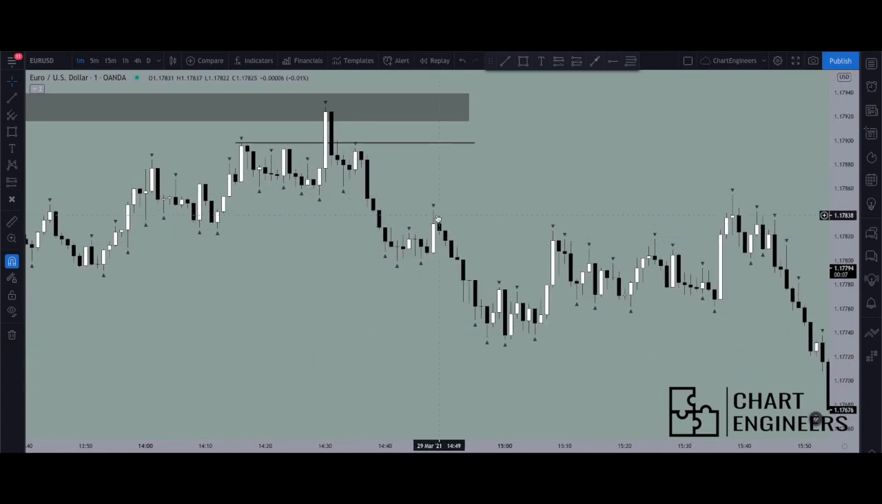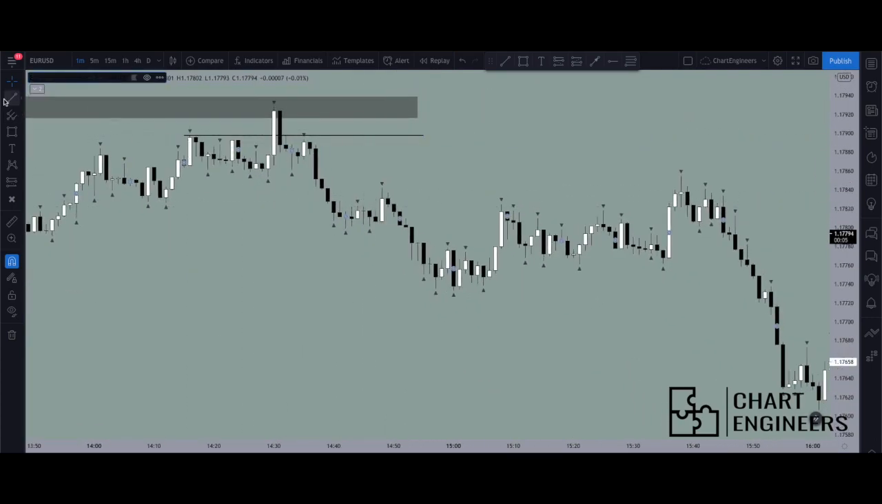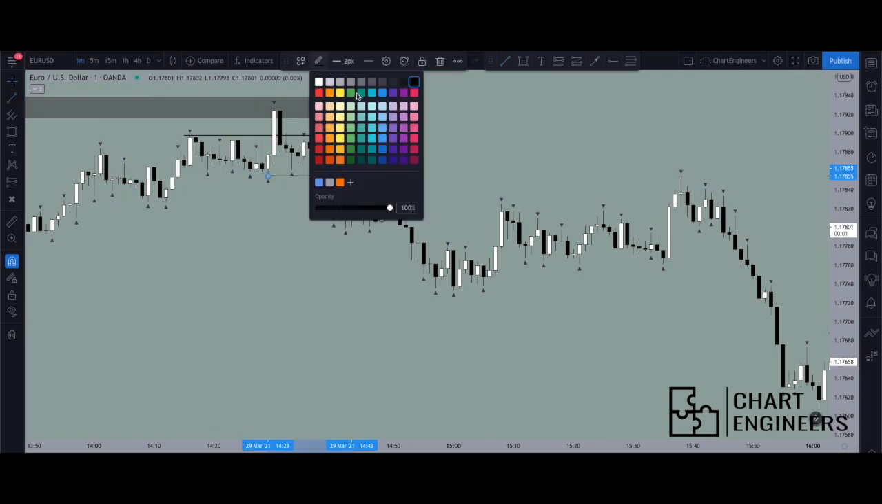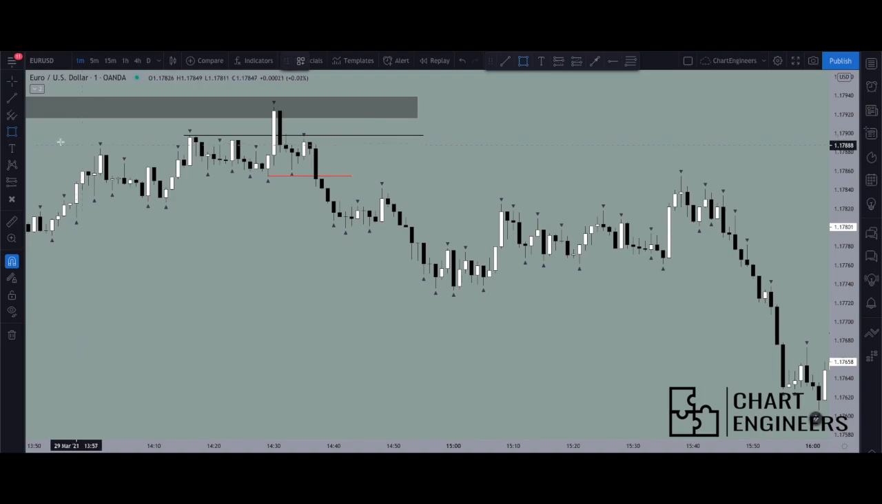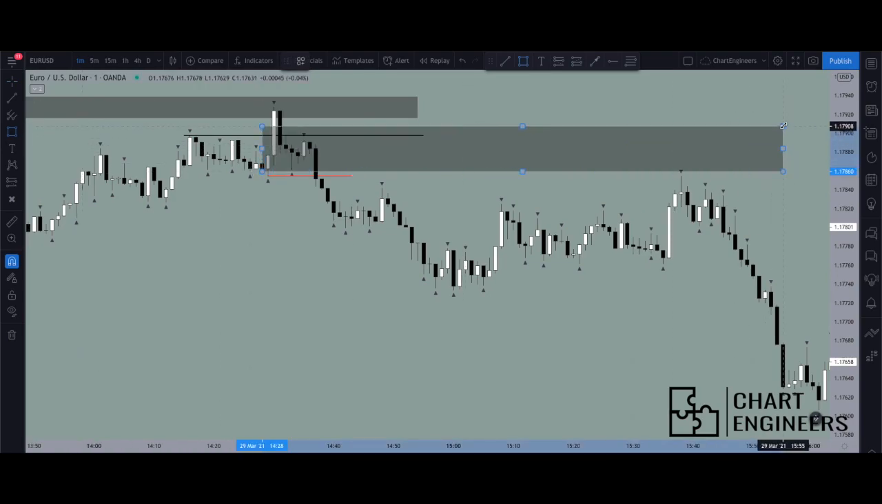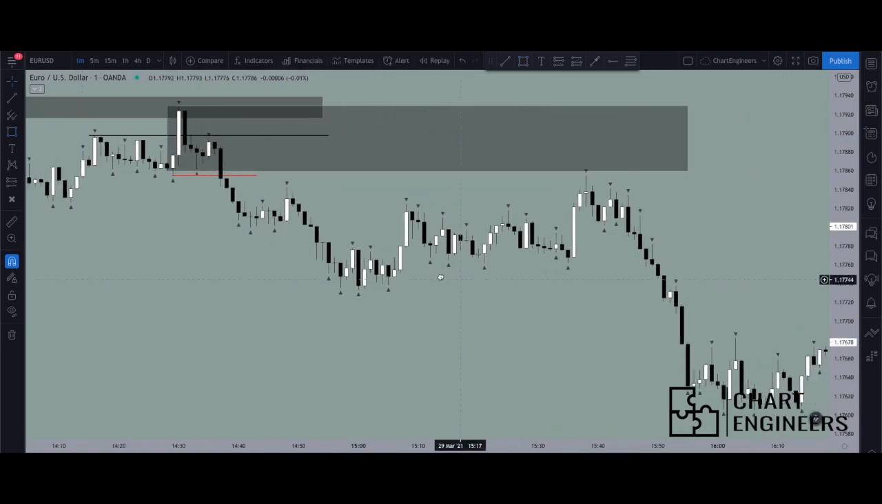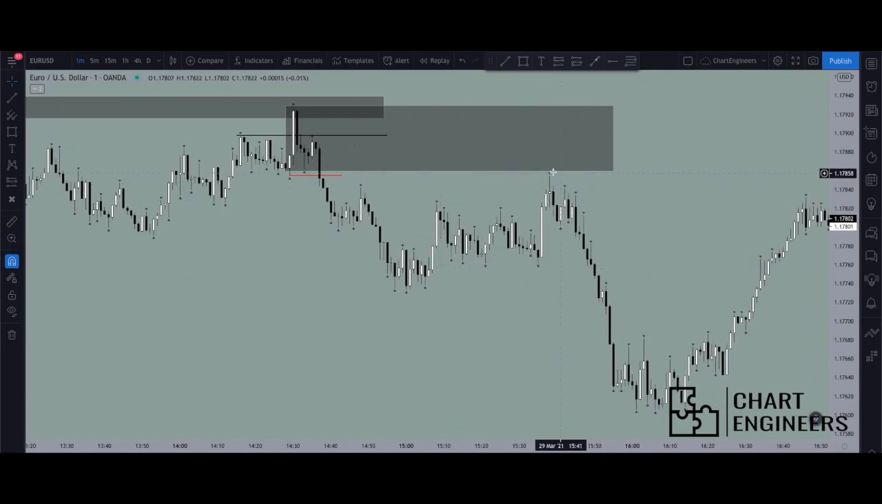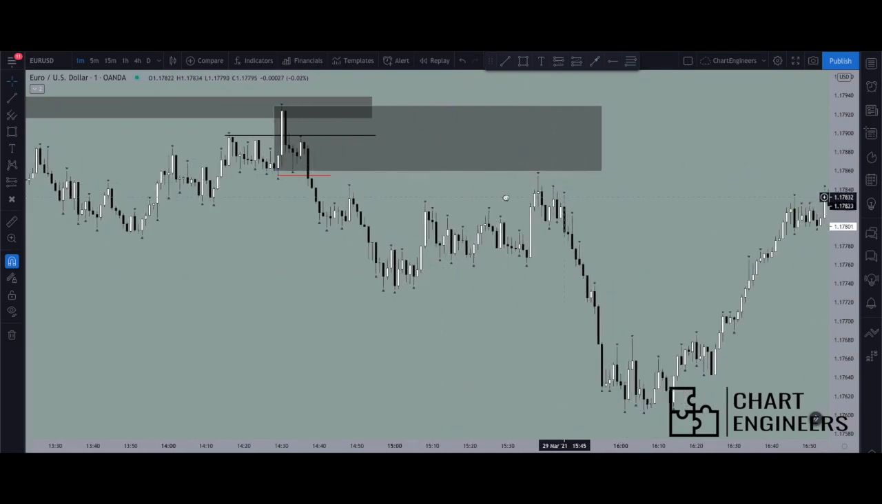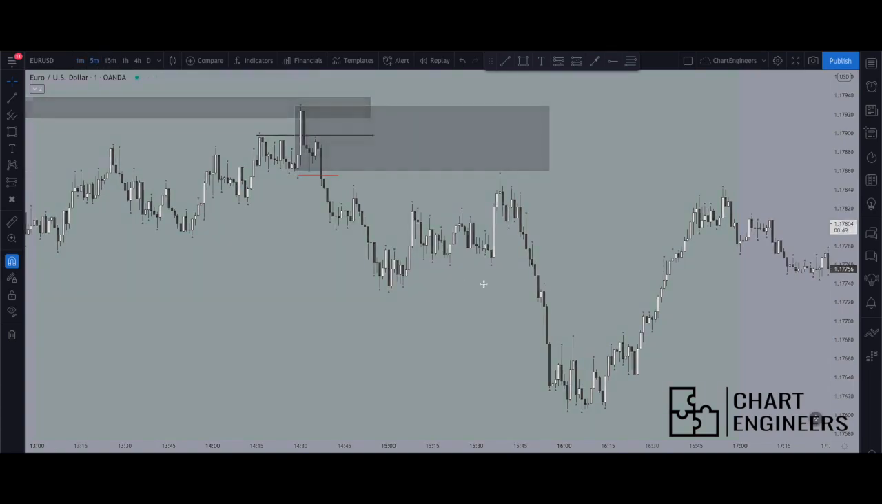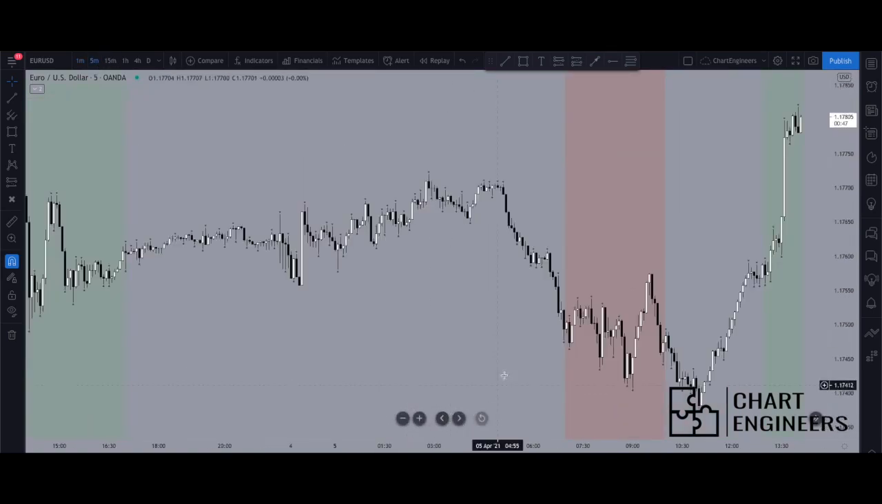And then we have your M5 raid, M1 structure break, and then your breaker zone, and you see we don't get tagged in, so this one's a swerve, so no trade there as well.